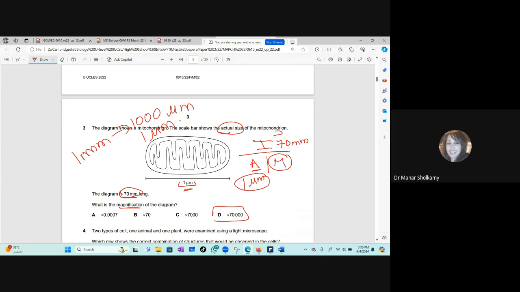But we cannot divide it like this with different units. So I have to divide 70 over 1, or you can switch it, whatever. The units have to be the same. 1 millimeter is 1000 micrometers. So 70,000 divided by 1 will be the magnification. So it is D. You understand why now? Because 70 times 1000 will be 70,000. Divide that by 1 micrometer, the answer is D.